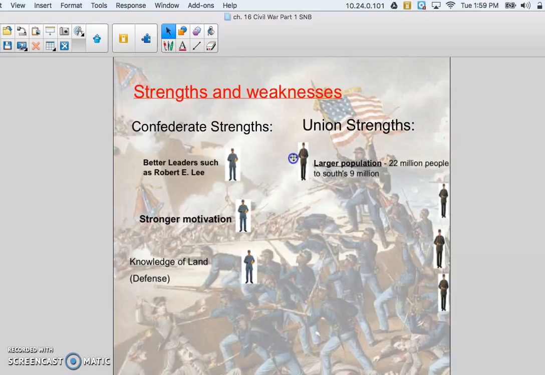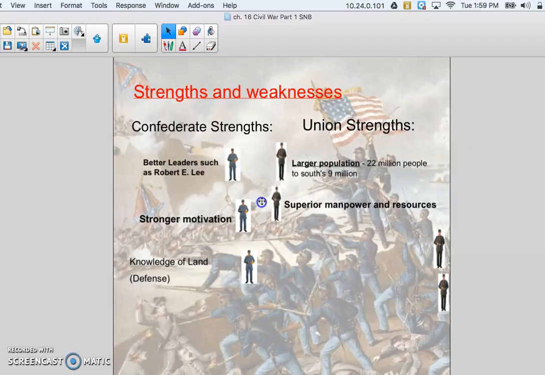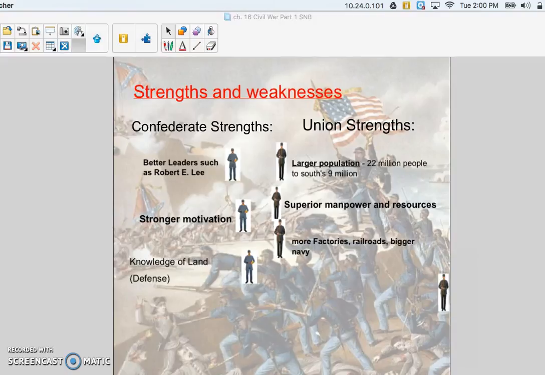The Union strengths now, they had a larger population, 22 million versus 9. They had superior manpower and resources. Remember, all the factories were in the north. They had more railroads, like 60 to 70% of all railroads and industry was in the north. They had a much bigger navy.